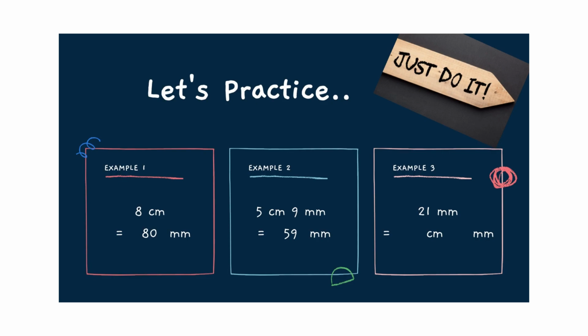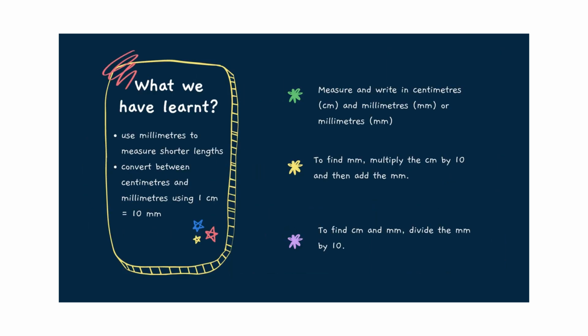Okay. Now for example number 3, now we have millimeters. We want to change into centimeters and millimeters. So break it up first. We have 20 and 1. So 20 divided by 10 will give us 2 centimeter, and the remaining 1 millimeter. Easy. Okay. So what have we learned?